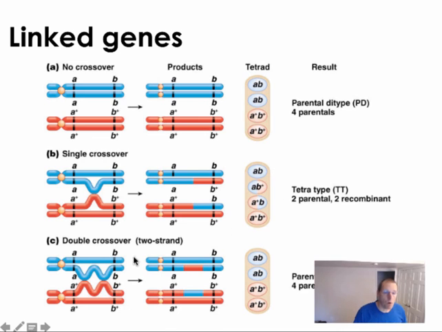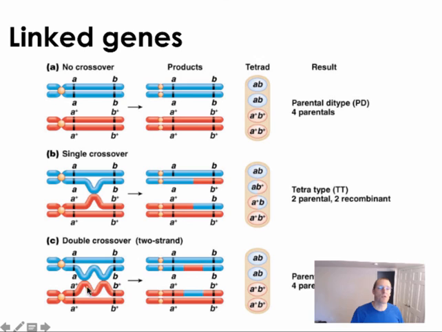Now, if you've got a double crossover, here we've got a two-strand double crossover, and you can think about other types of crossovers as well that we've talked about before in the last little segment. If we've got a double crossover with two-strand, now it's the same situation as before when there's no gene in the middle here to be switched out. What we end up with is basically the parental ditype.